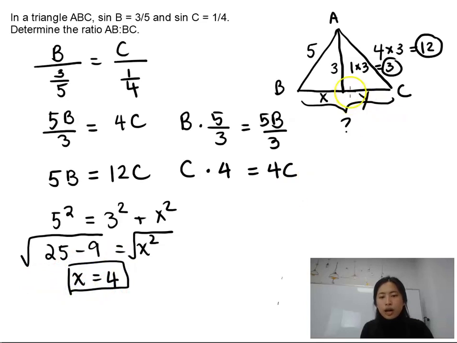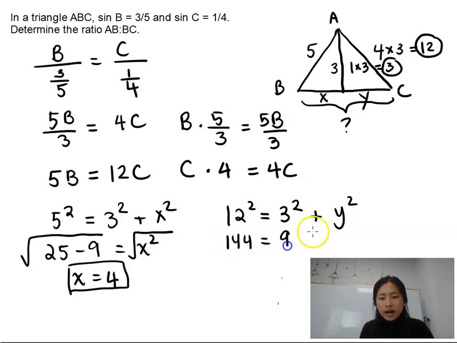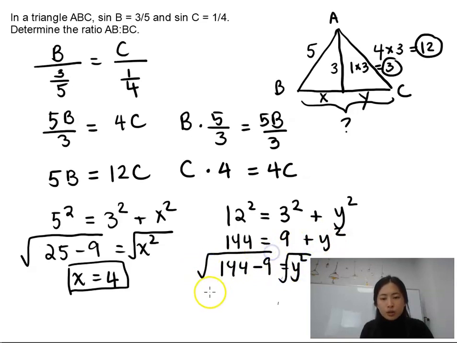On the other hand, we're now looking at y. So you would have hypotenuse, which is 12. So that's 12 squared, which is equal to 3 squared, so it's this side, plus y squared. So you're going to get 144, which is equal to 9 plus y squared. So this would be 144 minus 9 is equal to y squared. So taking the square root of both sides, you would get y, which is equal to 3 root of 15.